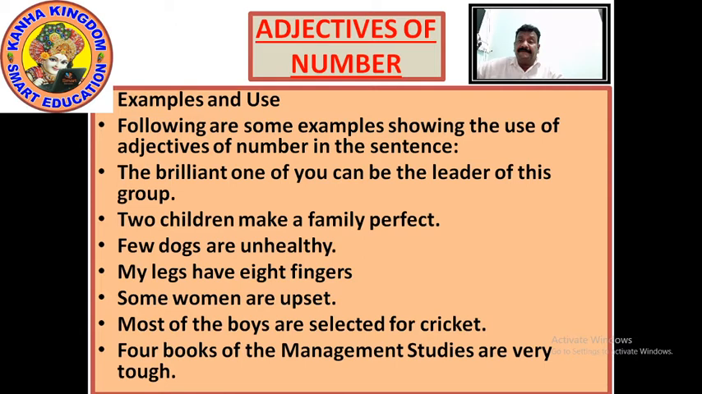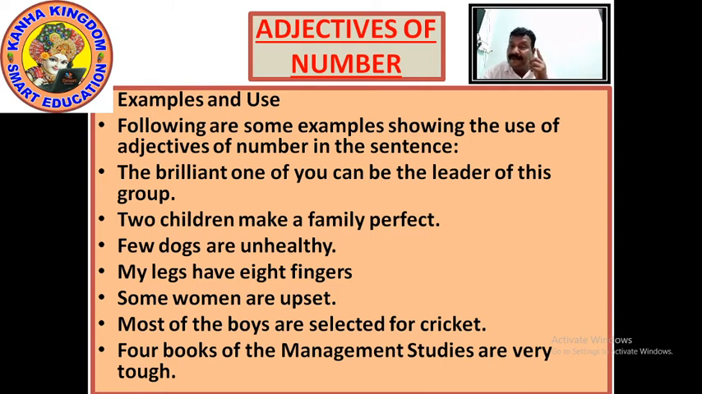So now, adjective of numbers. Let's see examples in use. Following are some examples showing the use of adjective of number in a sentence. The brilliant one of you can be the leader of this group. Who can be the leader of this group? The brilliant one. Not many, it's only the brilliant one. So now the use of adjective of number you have seen here.